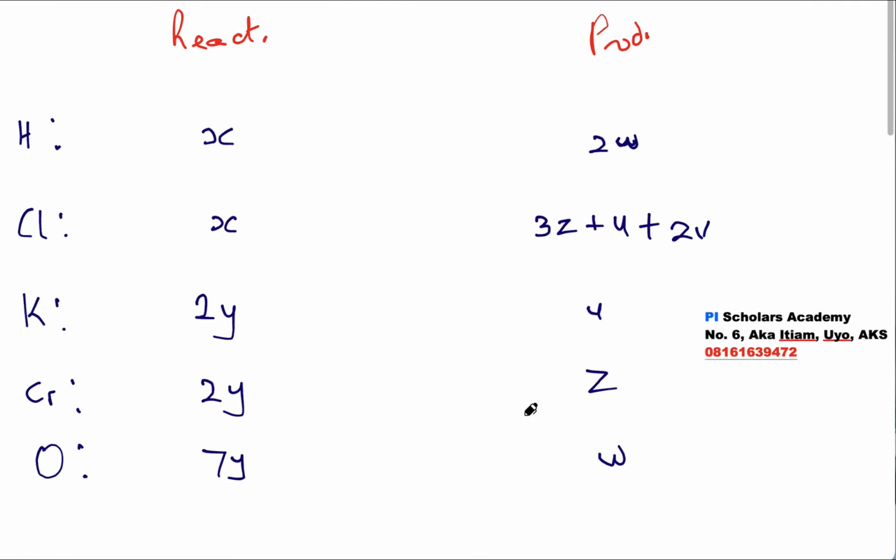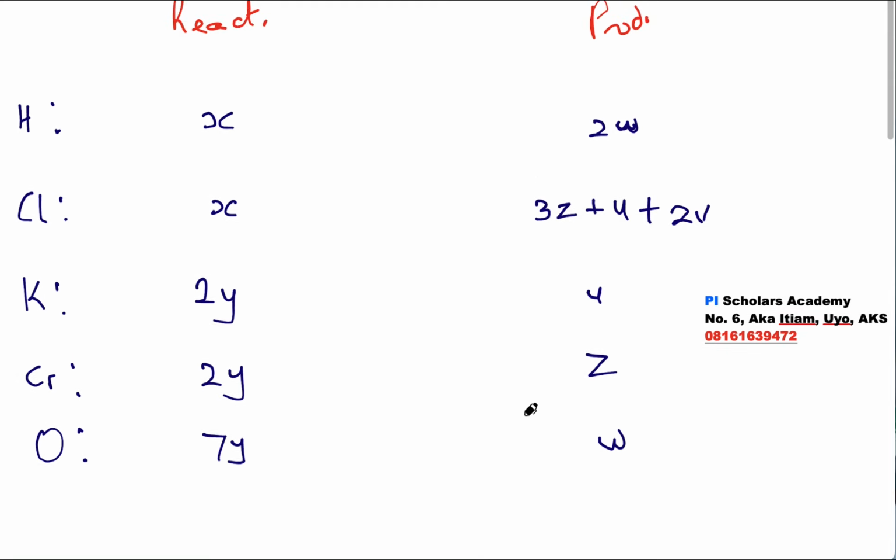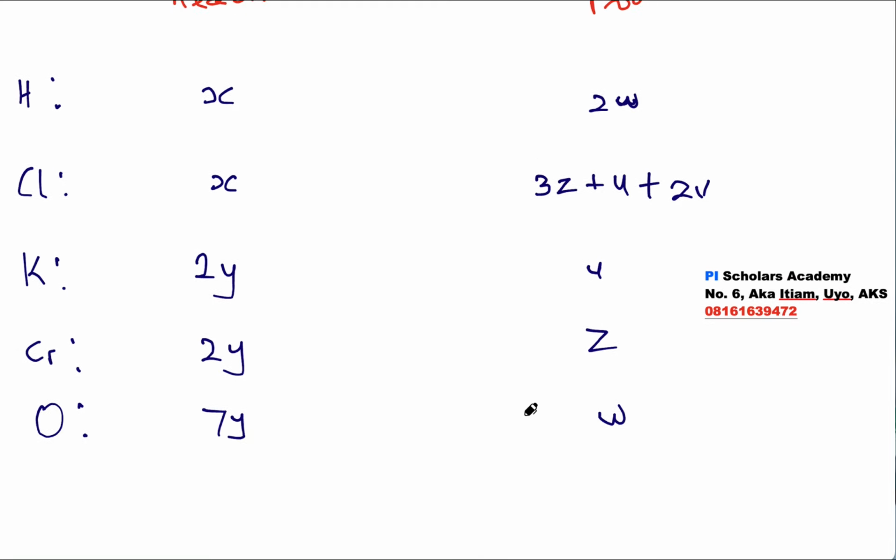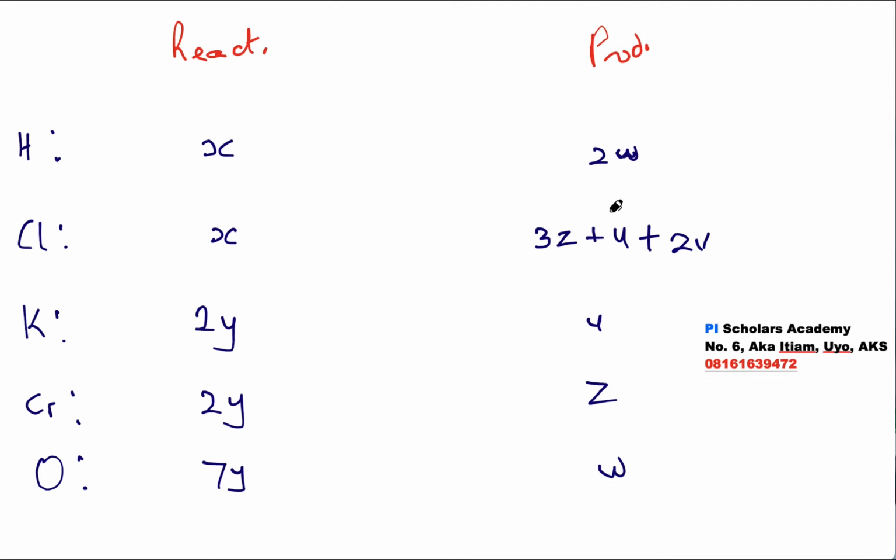After getting all of these, the next thing you want to do is remember that the reactant side must be equal to the product side if the equation will be balanced. So all of them must be equal. This must be equal to this, must be equal to this, and this must be equal to this. The first thing you want to do is check which of these letters relate with all the other letters.